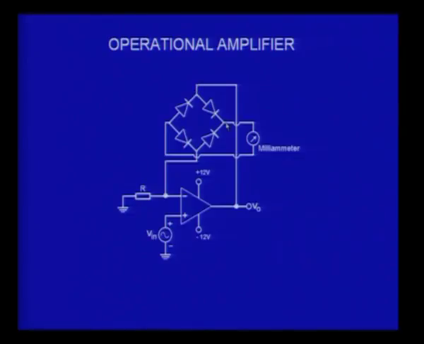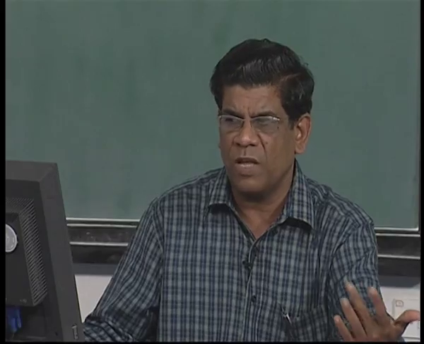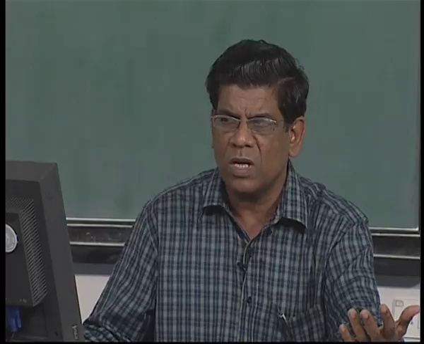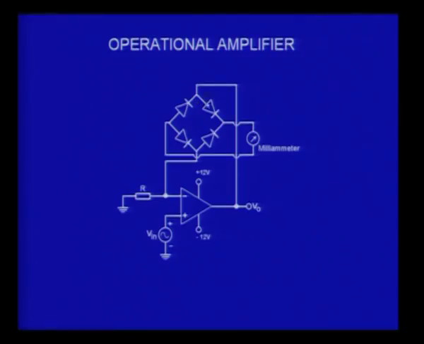So, the output of the bridge rectifier, I connect a milliammeter, a current meter, and the other ends of the bridge rectifier are connected in the feedback of an operational amplifier, and I have an R at the input which is connected to ground. So it is in the non-inverting mode, with the diode bridge in the feedback loop, and the output of the diode bridge connected to the milliammeter. Now, this is the V in, the input voltage that I give.